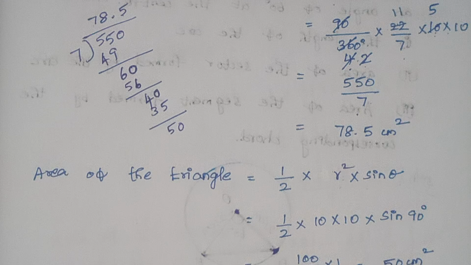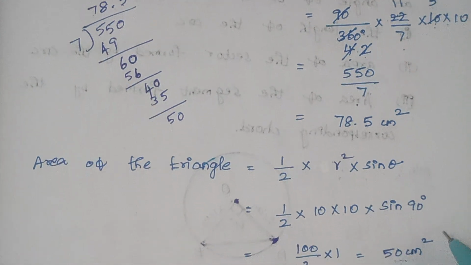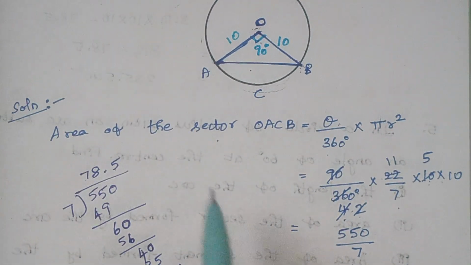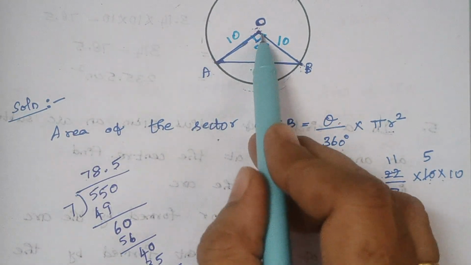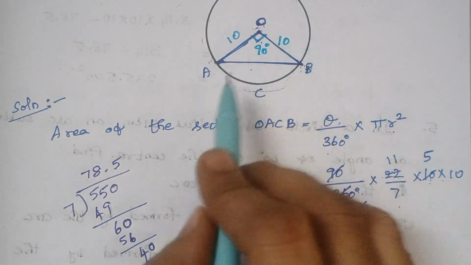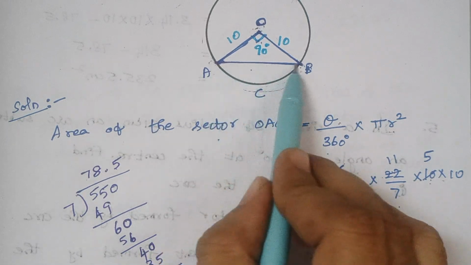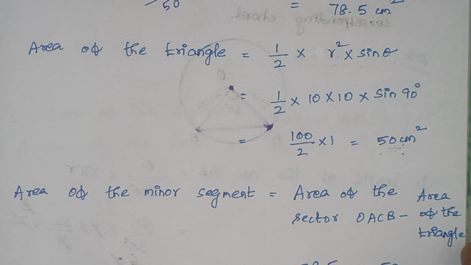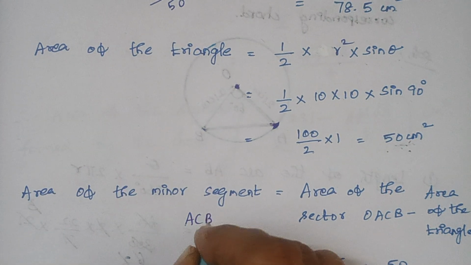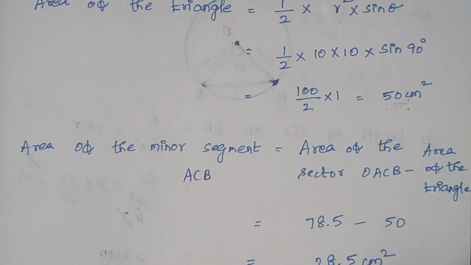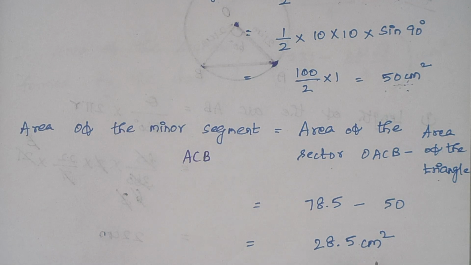Now how do we find the area of the minor segment? You have to subtract the area of the triangle from the area of the sector. This is the area of the sector and this is the area of the triangle. When you subtract this triangle from the whole area, we get the area of the minor segment. So the minor segment here, ACB, is the area of the sector minus the area of the triangle. So 78.5 minus 50 gives 28.5 centimeter square.